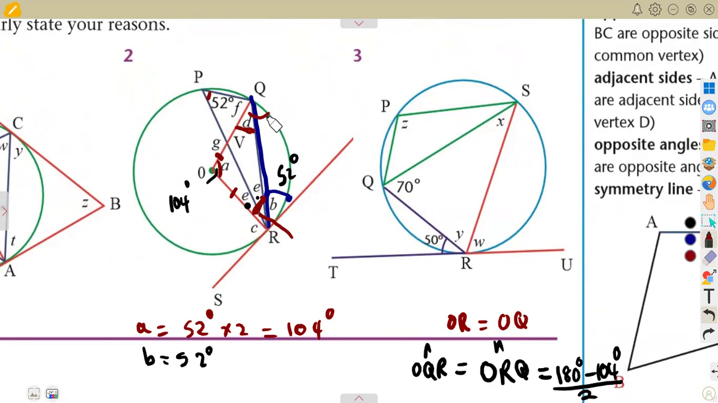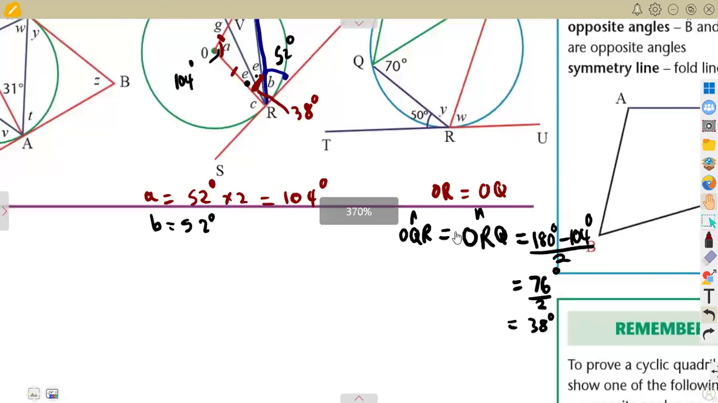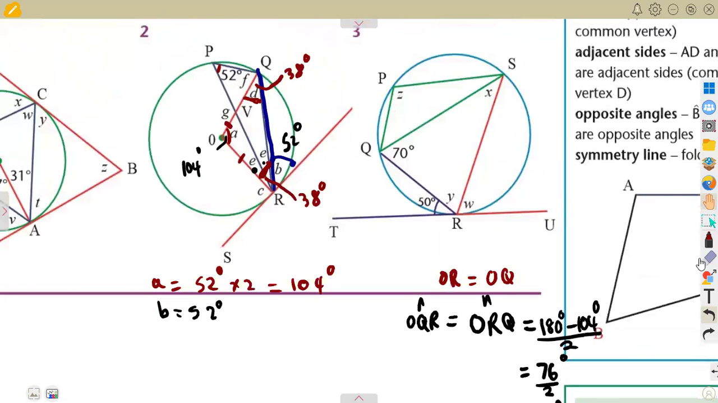I'm still looking at the 76. No, this is 38. Remember, after dividing 76 by 2, that's 38 degrees. All right. So it means angle D is equal to 38 degrees. From this, our angle D was going to be 38 degrees.